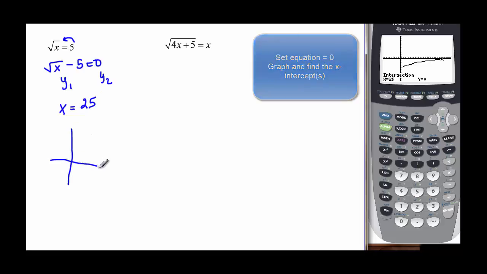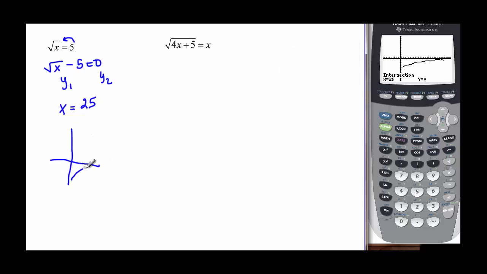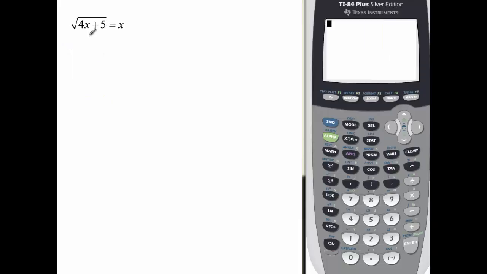So I would just want to sketch my little graph here. I've already told you this is y1 and this is y2, and this tells me that x is equal to 25.